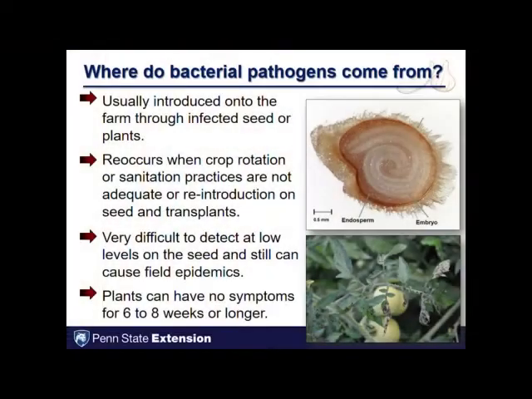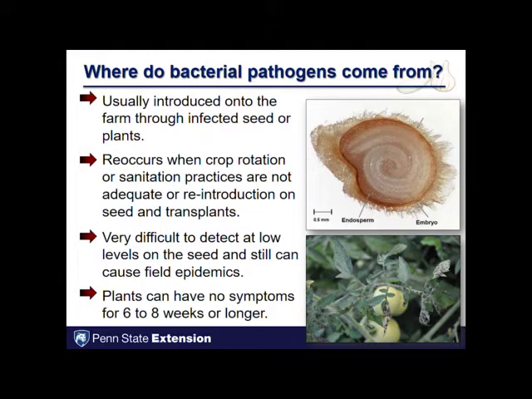So where do these bacteria come from? Usually they're introduced into the farm through infected seed or infected plants. And so this here is a cross section of a tomato seed. When you look at a tomato seed, they're very hairy on the outside. So that's what you're seeing here. You have then the seed coat layer, and then you have this embryo inside.